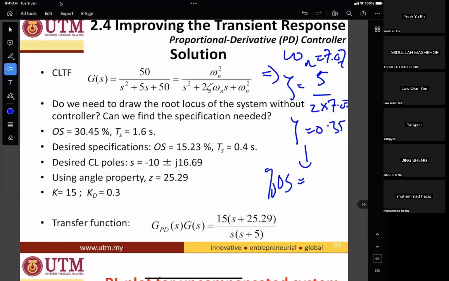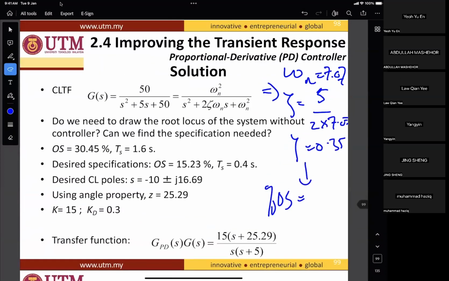The graph will give you the percent overshoot at 30%. And the settling time, how do you calculate it? Ts equals 4 divided by zeta omega n, which is 4 divided by 0.35 times 7.07. So we will get 1.6 seconds.